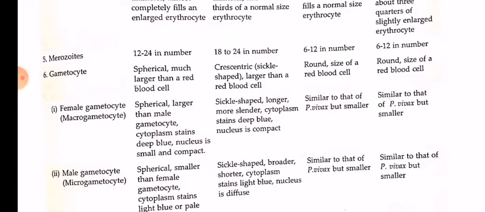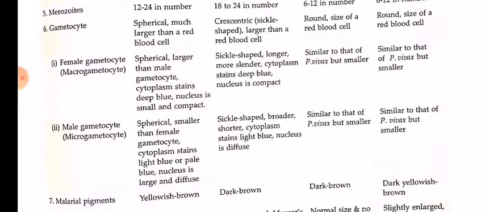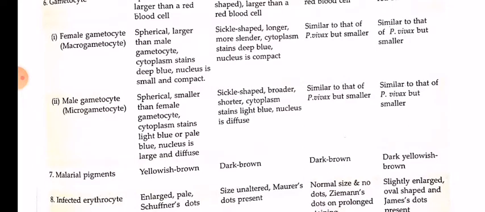Female gametocyte, spherical, larger than male gametocyte. Cytoplasm stains deep blue, nucleus is small and compact. Male gametocyte, microgametocyte, spherical, smaller than female gametocyte. Cytoplasm stains light blue or pale blue. Nucleus is large and diffuse.